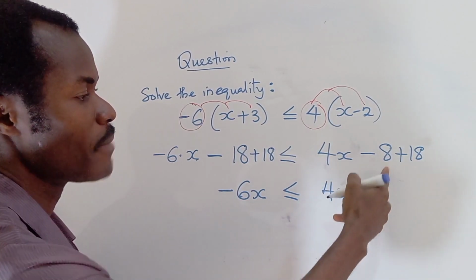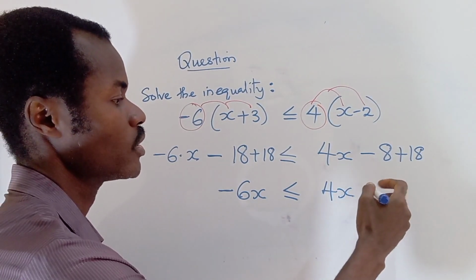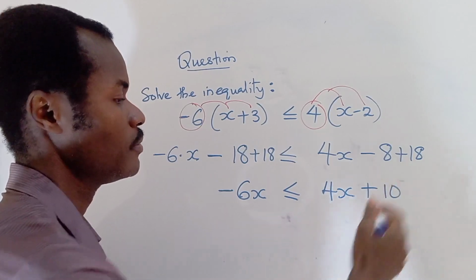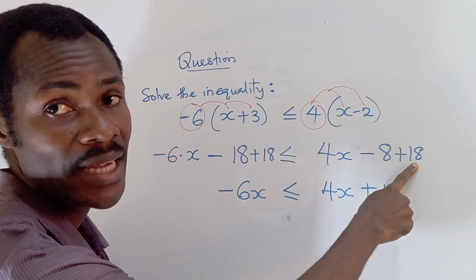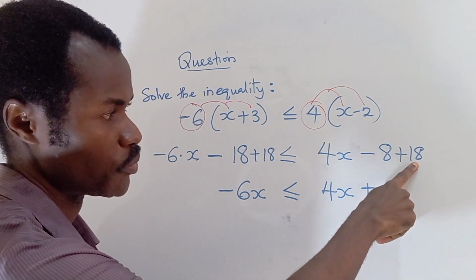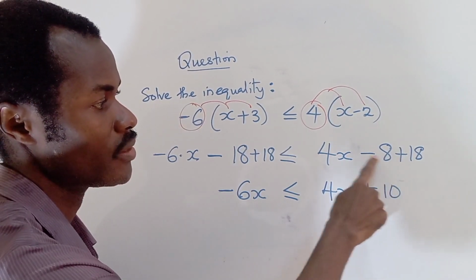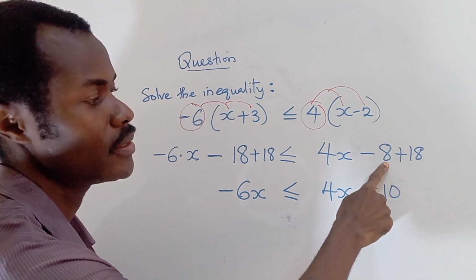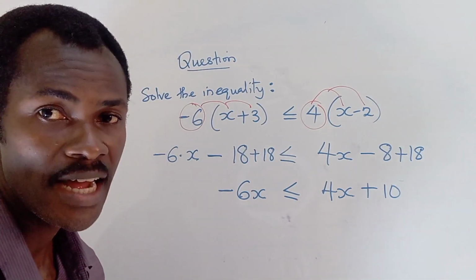Now we have minus 8 plus 18, which gives us plus 10. How did we get plus 10? Remember, you have to pick the sign of the greater number, so 18 is greater, so we'll bring plus. Since these two signs are not the same, you subtract 18 minus 8, which gives us 10.